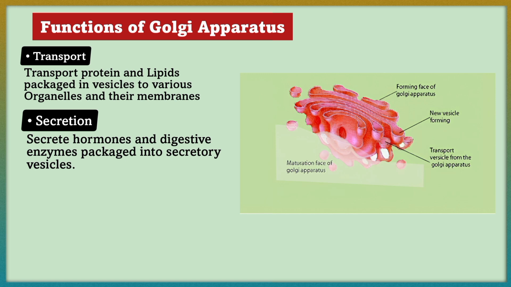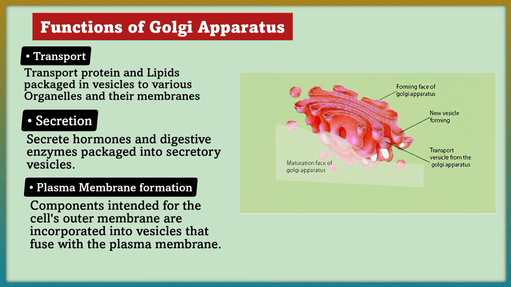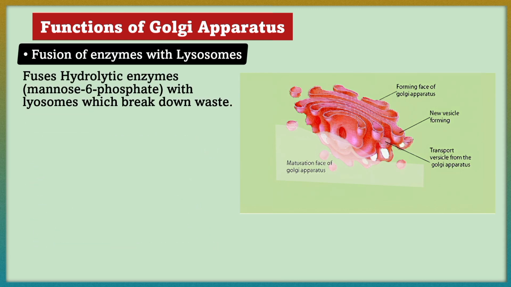Secretion. Proteins and lipids destined for secretion outside the cell, such as digestive enzymes, are packaged into secretory vesicles that fuse with the plasma membrane, releasing their contents. Plasma membrane. Components intended for the cell's outer membrane are incorporated into vesicles that fuse with the plasma membrane. Lysosomes. Hydrolytic enzymes destined for lysosomes, which break down waste, are tagged with mannose 6-phosphate in the Golgi and packaged into specific vesicles that fuse with lysosomes.